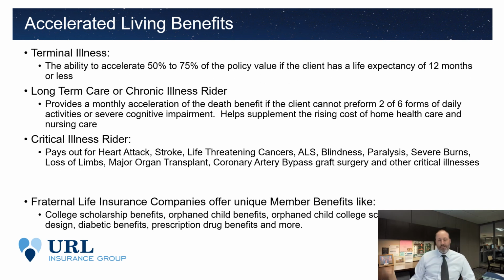Accelerated living benefits are very popular with life insurance plans now. There's a terminal illness accelerated living benefit, which is the ability to accelerate usually up to 50 to 75% of the policy value if the client has a life expectancy of 12 months or less. There are long-term care and/or chronic illness riders, which provide a monthly acceleration of the death benefit if the client cannot perform two of six forms of daily activities or has severe cognitive impairment. This helps supplement the rising cost of home health care and nursing care.